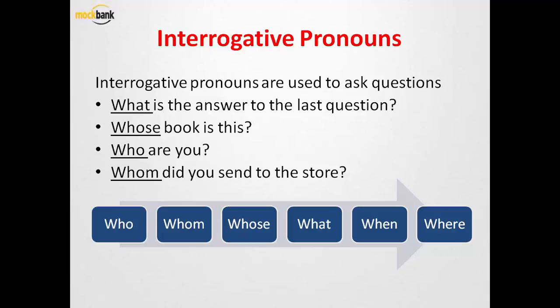Interrogative pronouns, they end with a question mark. What, whose, who, whom, when, where are the examples of interrogative pronouns. So interrogation is question. That's all you need to remember when you want to memorize this definition.